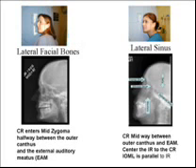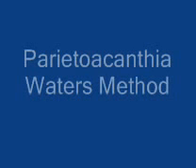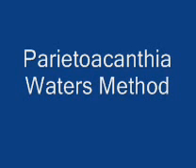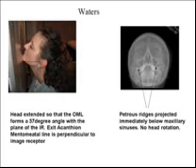Suspend respiration. Parietoacanthial, or Waters method. Extend the patient's neck, resting the chin against the surface. The patient's nose will be about 3/4 of an inch away from the grid. Adjust the patient's head until the lips meatal line, LML, is perpendicular, or the MML is perpendicular, or the OML forms a 55-degree angle with the image receptor. The central ray is perpendicular to exit the acanthion.